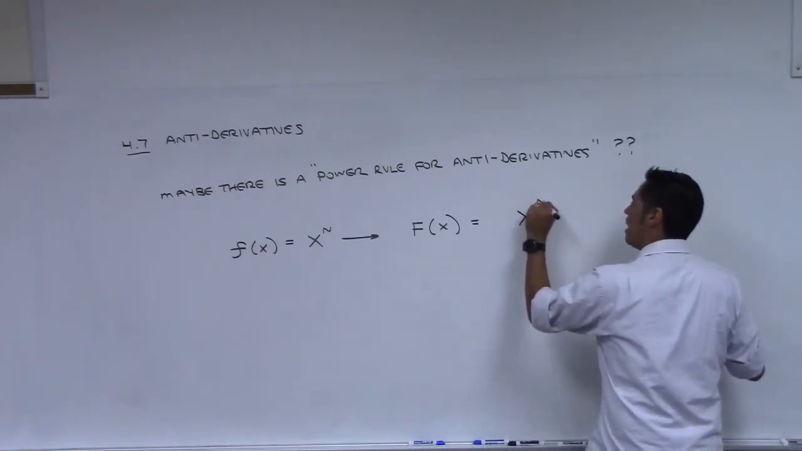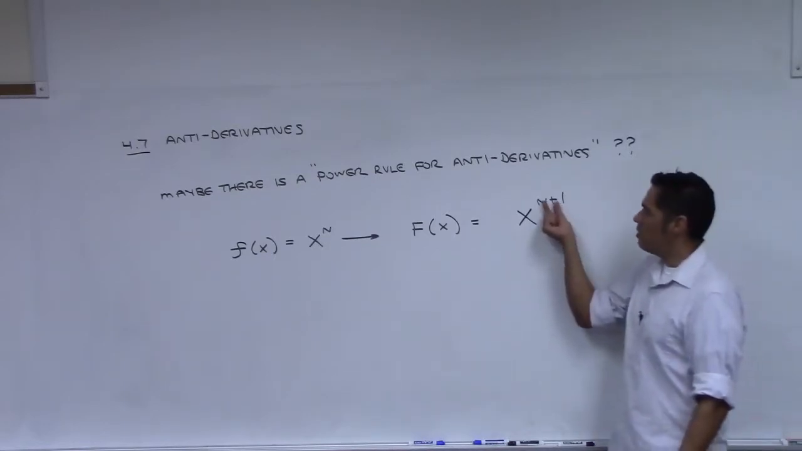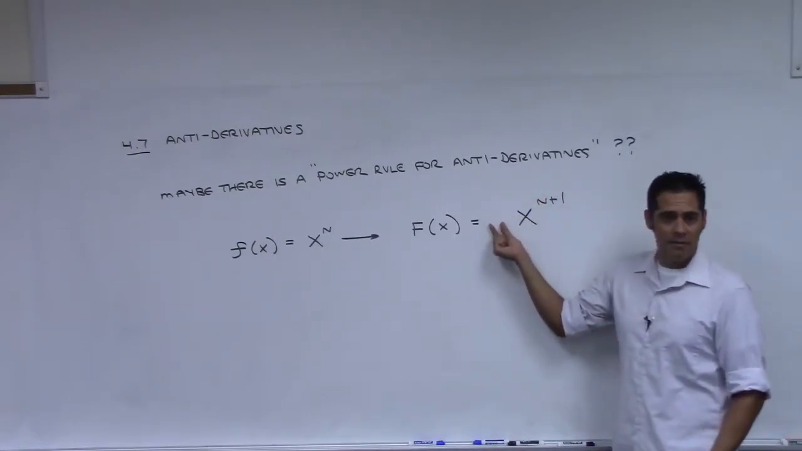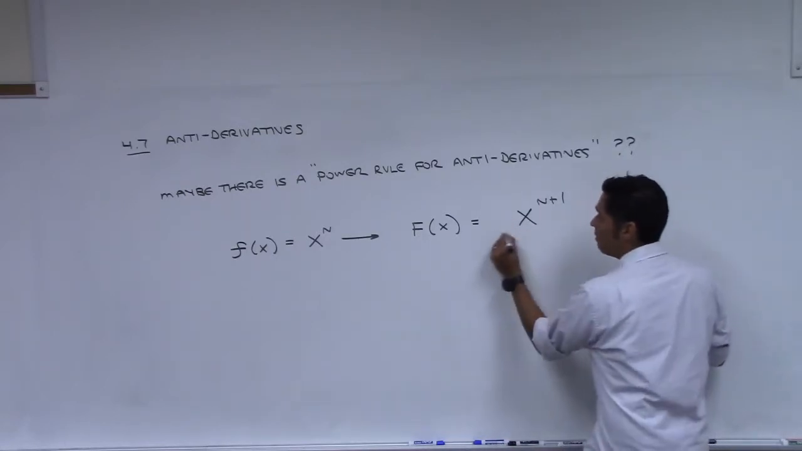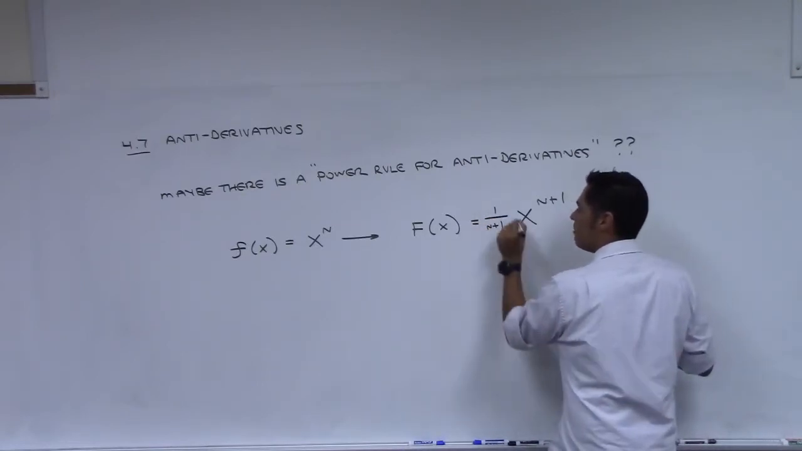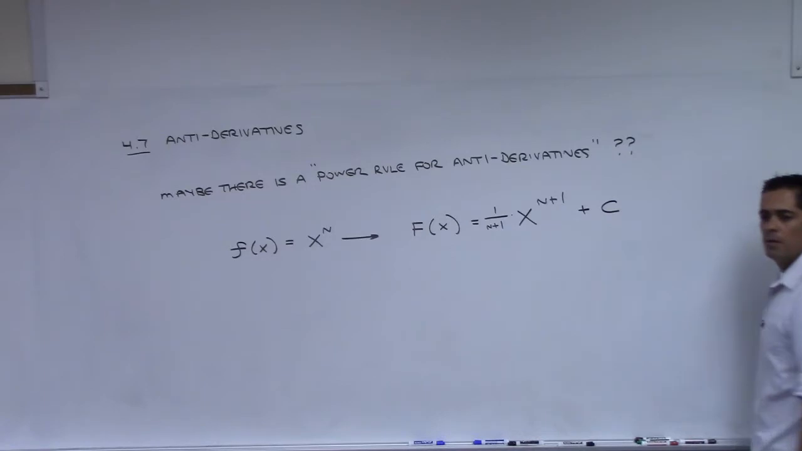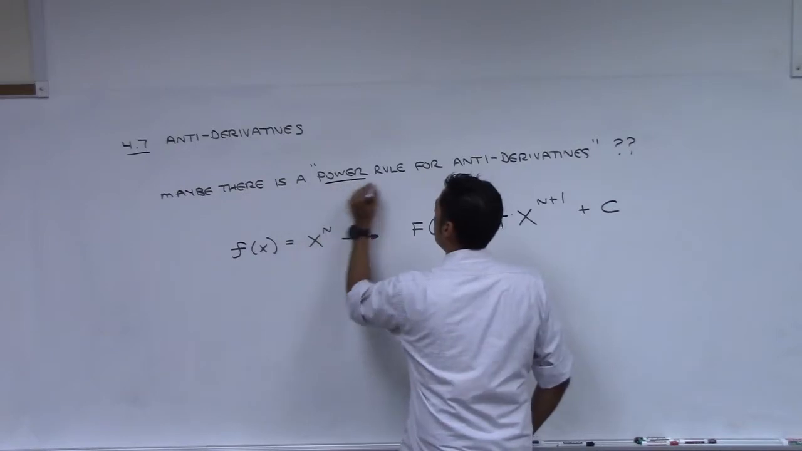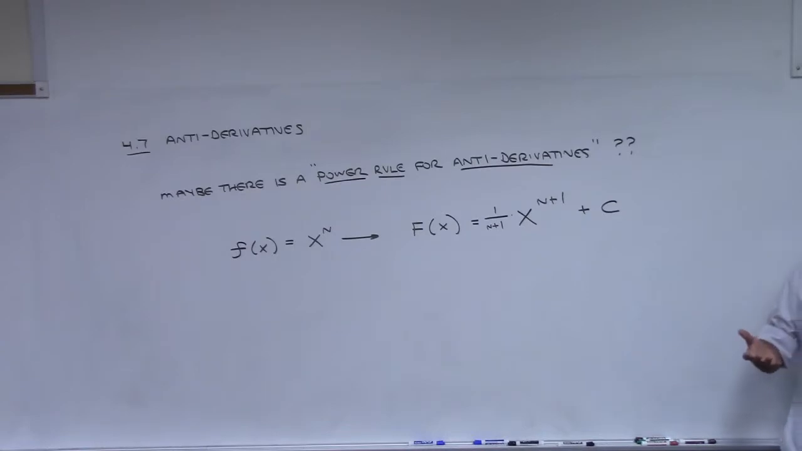So why don't I put x to the n plus 1, right? But just like before, that n plus 1 is going to come out in front, and I need to kill it off. So what would I multiply by out here? I could either divide by n plus 1 or multiply by 1 over n plus 1. That's the same thing, isn't it? And then add a constant to this. And that indeed is the power rule for antiderivatives. So now you have a power rule like you had in Cal 1. Now for antiderivatives, we have a power rule.